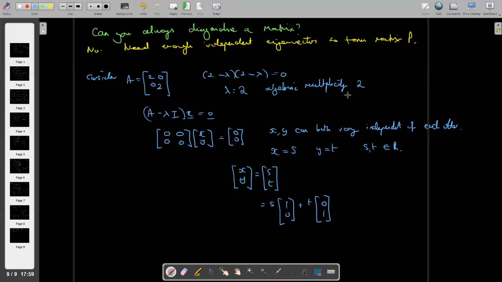And here's the thing. Even though the algebraic multiplicity of the root was 2, we've got the geometric multiplicity as well being 2. So despite the fact this only came up with lambda equal to 2, we still have 2 independent eigenvectors, namely (1, 0) and (0, 1). Okay, so we have enough vectors here to form P, and so we can diagonalize.